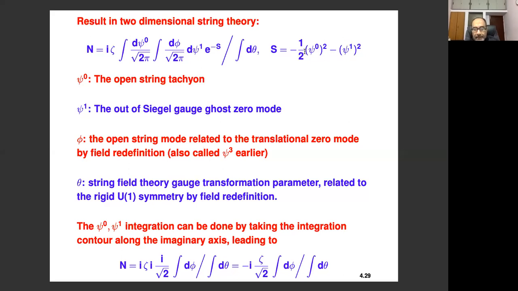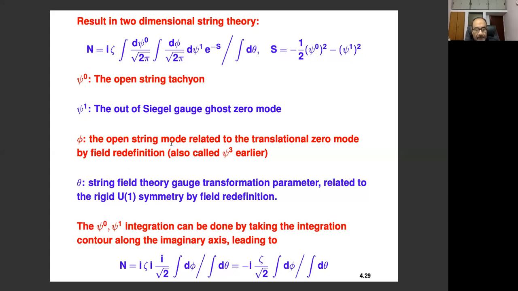So now we see that the psi 0 and psi 1 integrals can be done. Because it's e to the minus s, these blow up if you try to integrate along the real axis. So we simply choose the steepest descent contours for psi 0 and psi 1, which are along the imaginary axis, and carry out the integral along those directions. Here I have already said psi 1 is the out-of-Siegel-gauge zero mode. So the psi 0, psi 1 integrals can be done explicitly.